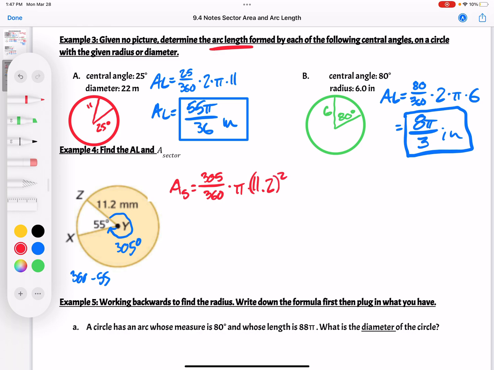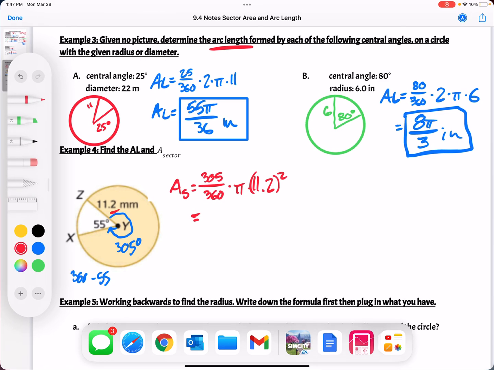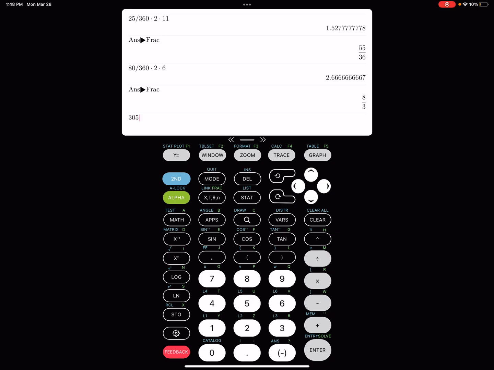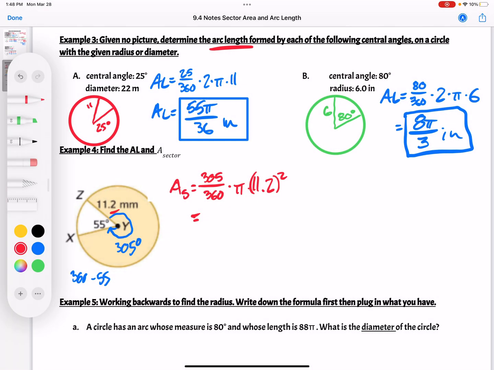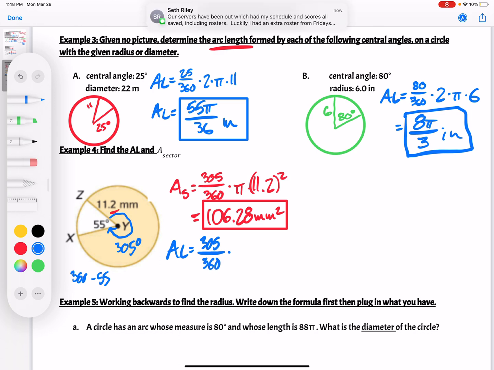Now, because the problem is given to us with a decimal, then our answer can be okay with a decimal. So let's see what that works out to be. 305 divided by 360 times 11.2 squared gives us, we'll call that, 106.28. So 106.28 millimeters squared is our area.